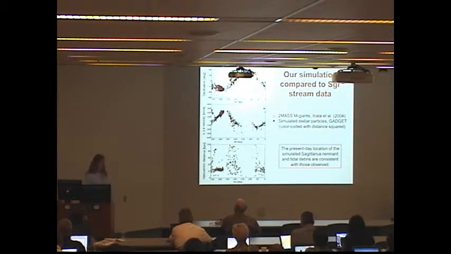This preliminary plot, which is work in progress still, suggests that our match to the data is pretty good. That gives us some confidence that our model of the Sagittarius infall is not too crazy, at least. And we plan to do some more stringent comparisons going forward to quantify this better.